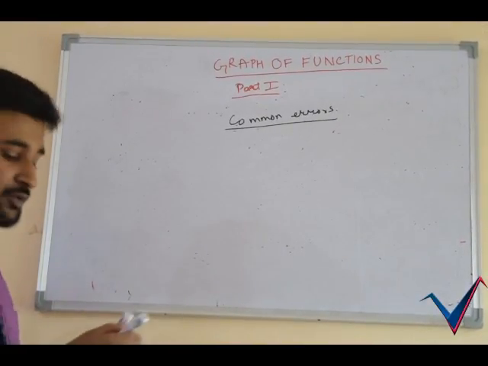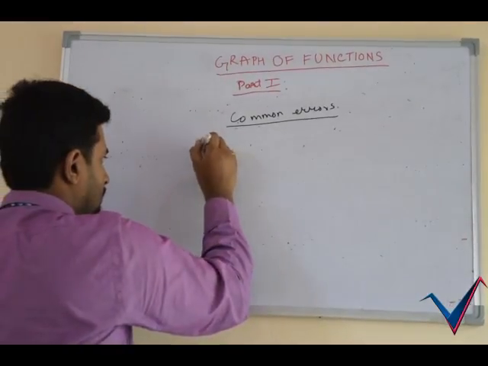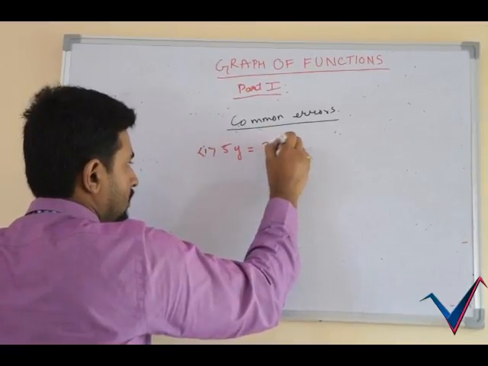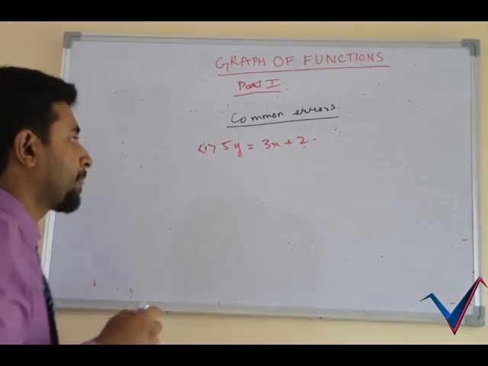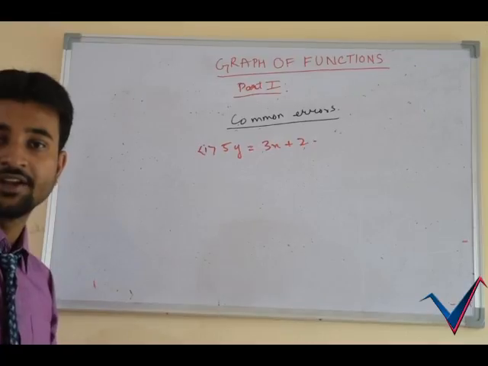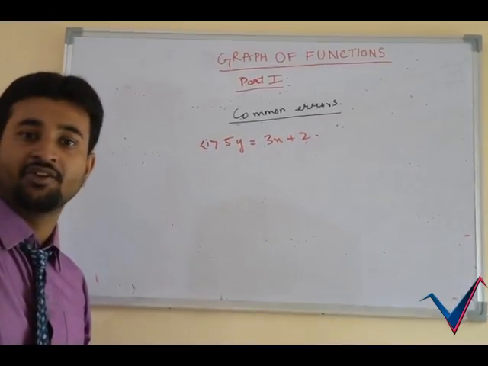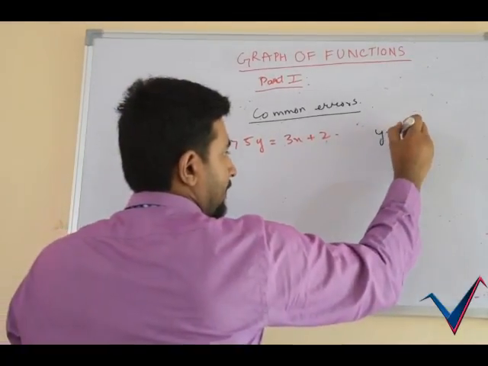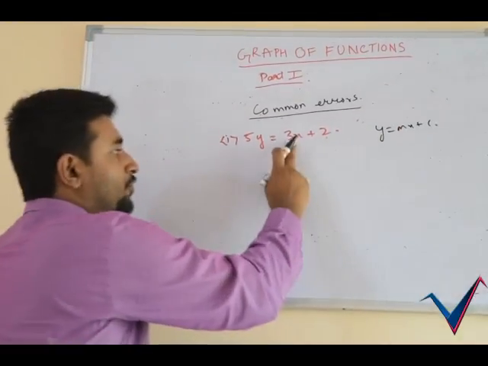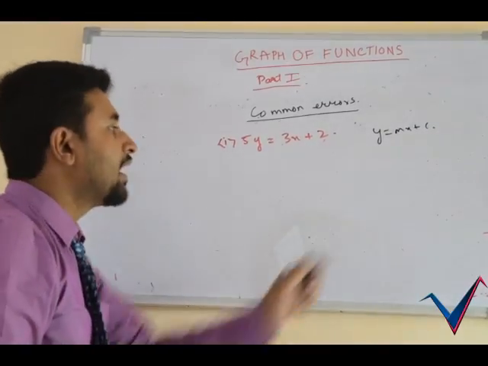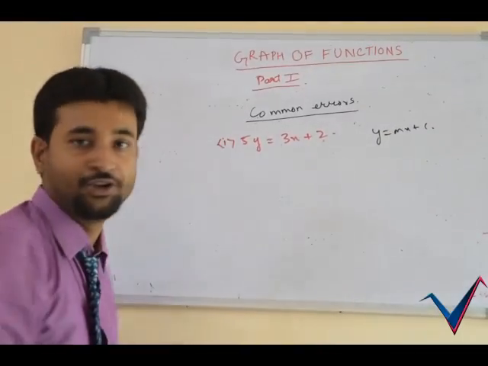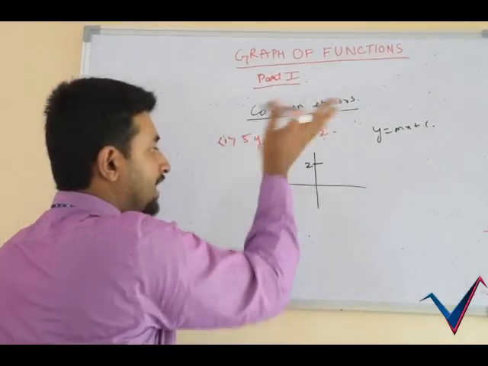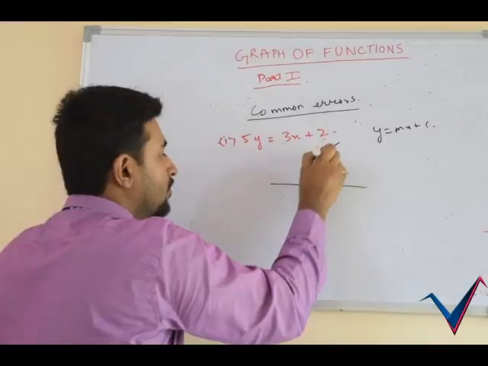Suppose a line is given to you and you need to plot its graph. Suppose you have the form in your mind similar to y equal to mx plus c. So what would you do? You would see that the slope is 3 and the intercept is 2. You would plot the graph simply like this. Here the y-intercept is 2 and the slope is 3. So the line would go this way.